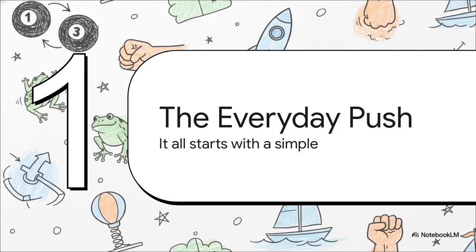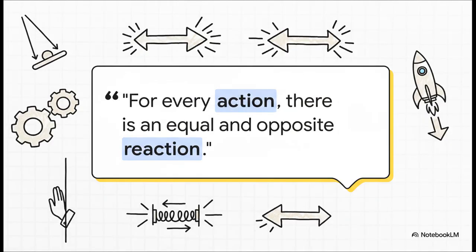To solve that little skateboard mystery, we've got to start with what I like to call the everyday push. Because really, the amazing physics behind that moment begins with a very, very simple interaction. And here it is, the big one, in Isaac Newton's own famous words. For every action, there is an equal and opposite reaction. Now, that single sentence is a massive cornerstone of physics. And it sounds pretty straightforward, right? But unpacking what it really means, well, that's where we find the secret to motion itself.